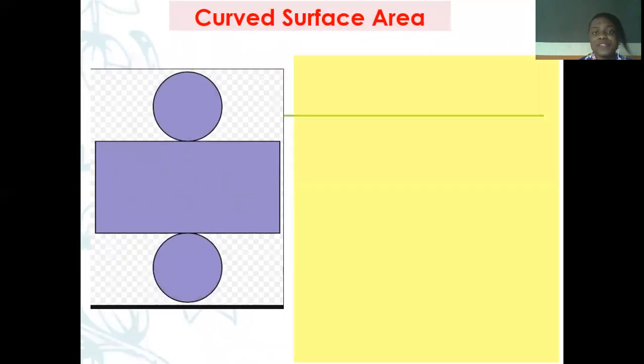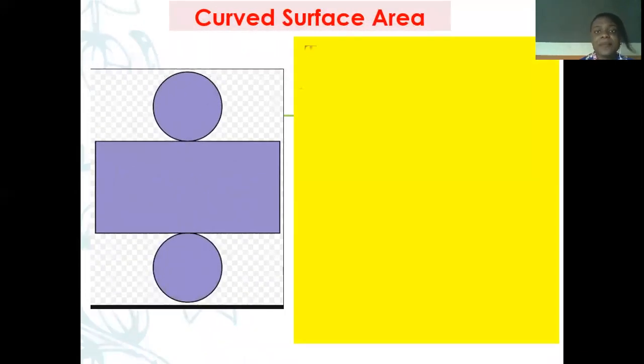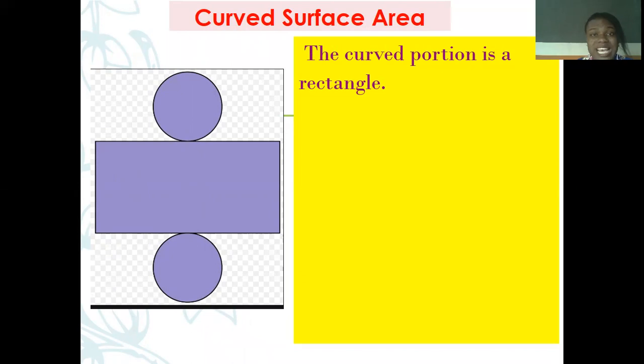Let's talk about curved surface area first. Now, the curved portion, like we said, is a rectangle, right? We cut out the curved portion and it turns into a rectangle. You can actually try it out.